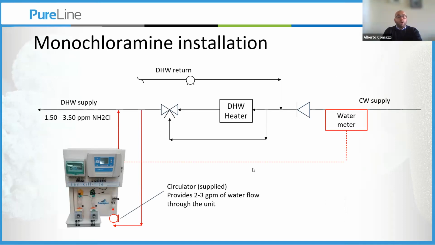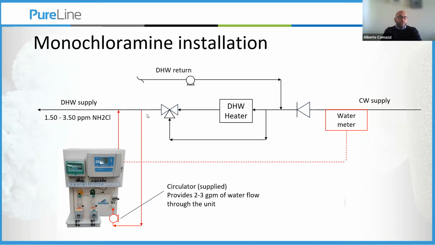In a typical installation on a domestic hot water system, the monochloramine system is installed on a side stream on your domestic hot water supply. So if there is any mix involved, we only require two 3/4 taps. We supply a circulator with which we pull about a couple of gallons a minute through the generator. The generator measures the hot water consumption by measuring the cold water intake to the domestic hot water system and feeds based on that. So we're looking at levels usually between 1.5 and 3.5 parts per million of monochloramine in your domestic hot water system.